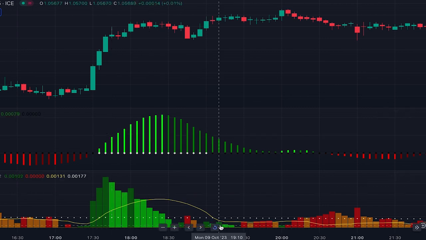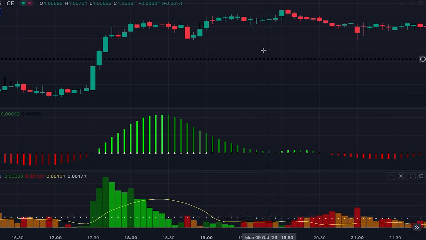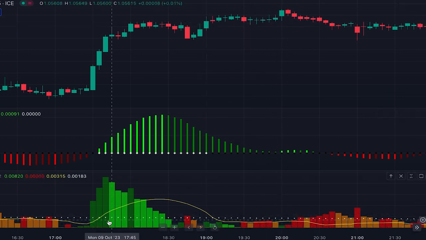When the bars are below the dead zone line, it shows a flat and non-trending market, and when the bars cross above the dead zone line and also the explosion line, it can show a strong movement in the market.